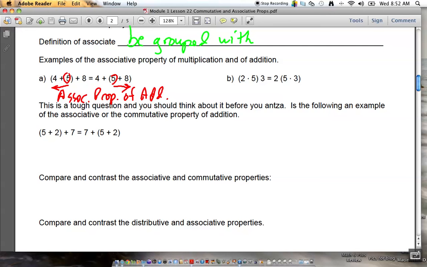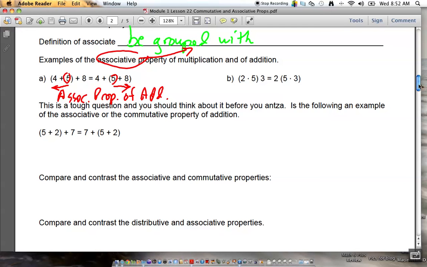Yes? Why did you circle 5s and put arrows? I just wanted you to see here that the whole point of associative is being grouped with. Here the 5's grouped with the 4. Here the 5 is grouped with the 8. And the order that it's grouped in doesn't make a difference. It works either way. Okay? Any question on that? All right.